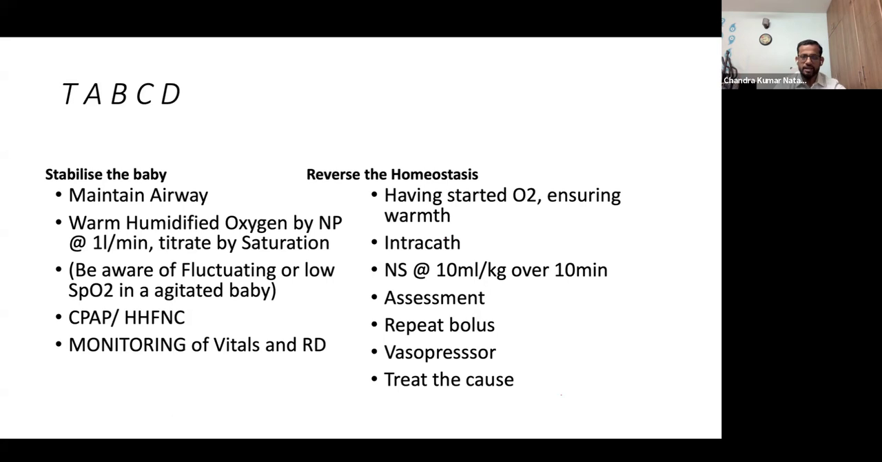You have to establish an IV line and give normal saline 10 ml per kg over 30 minutes. If the pulses are very weak, you may have to give a faster bolus also. So you have to do assessment, consider starting vasopressor, and identify the underlying cause and treat it. That is also important.